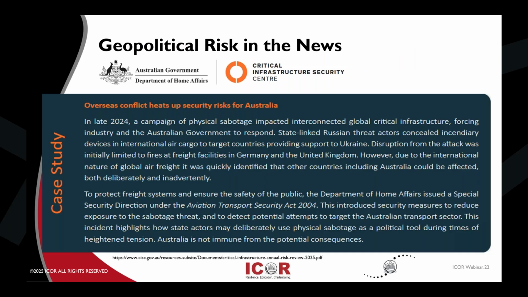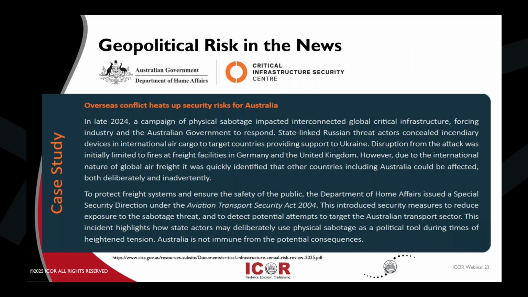However, due to the international nature of global air freight, it was quickly identified that other countries, including Australia, could be affected, both deliberately and inadvertently. So to protect the freight systems and ensure the safety of the public, Australia's Department of Home Affairs issued a special security directive, and this was meant to reduce exposure to the sabotage threat and to detect potential attempts to target the Australian transport sector.